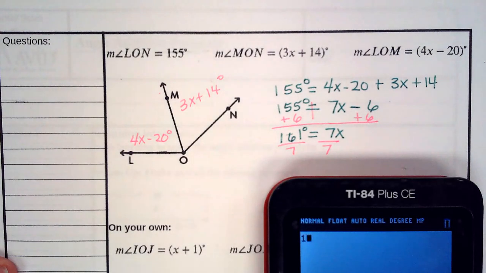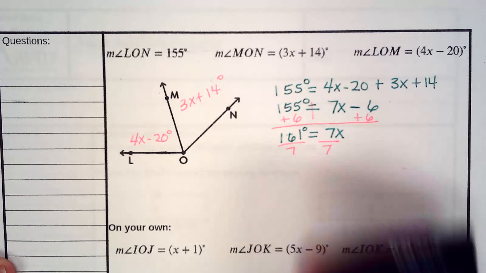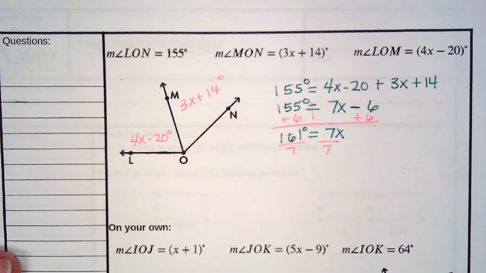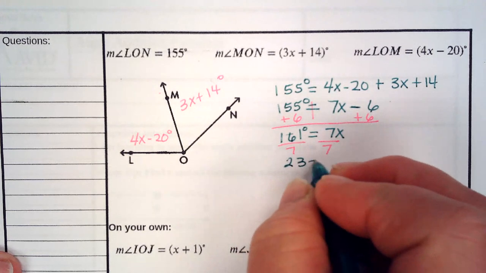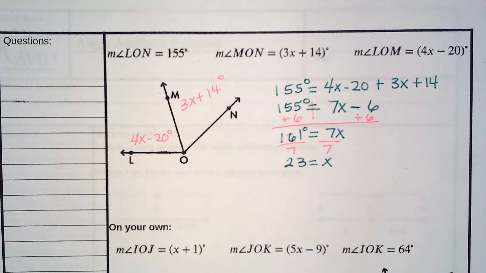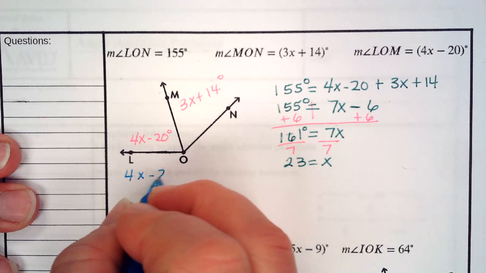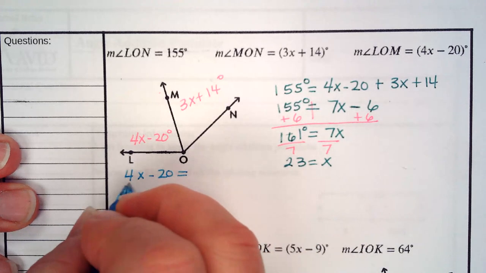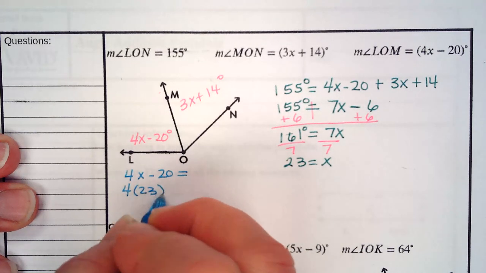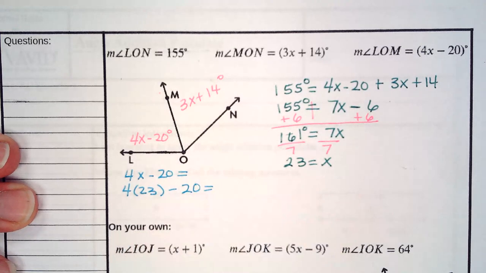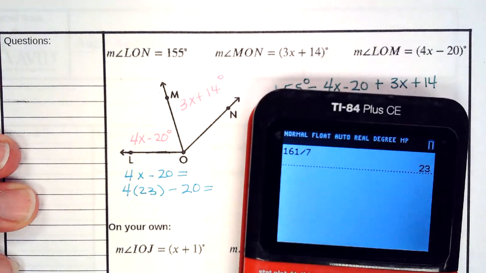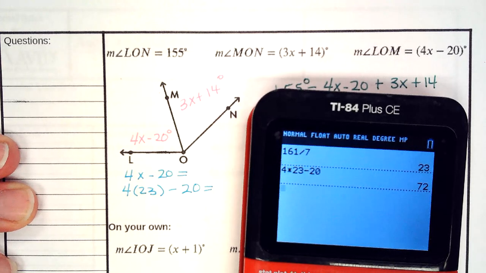Okay, 161 divided by 7 gives me 23. I'm not quite done yet because I've got 2 more angles to find. I'm going to use that substitution. I'll start with the first one. 4x minus 20 is equal to 4 times 23 minus 20. And that is 72.